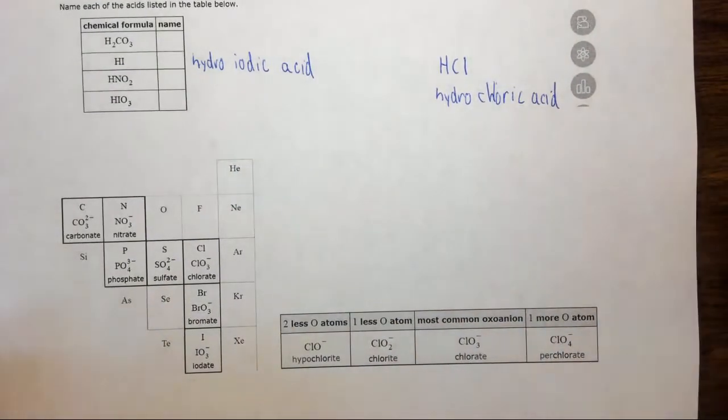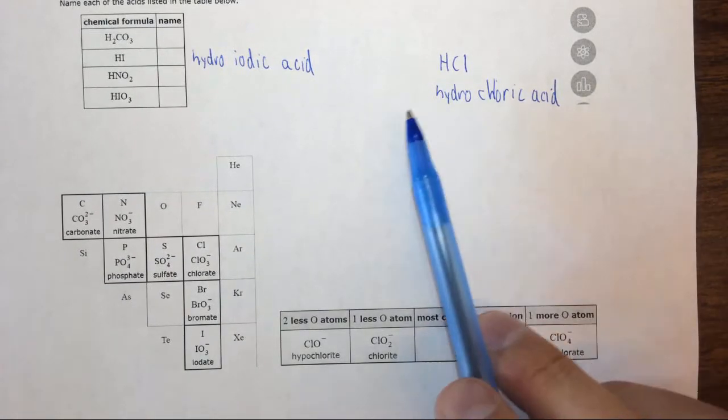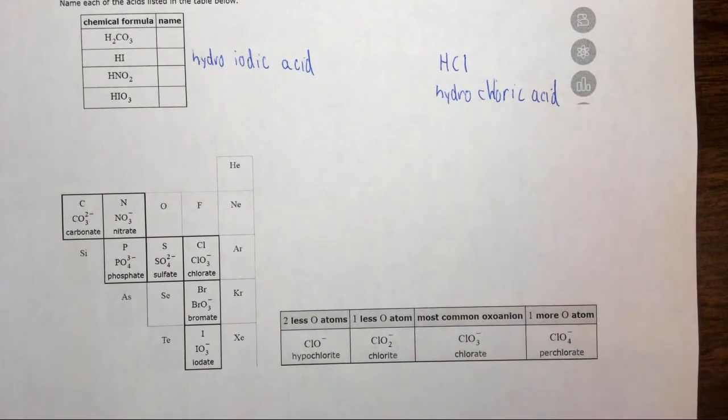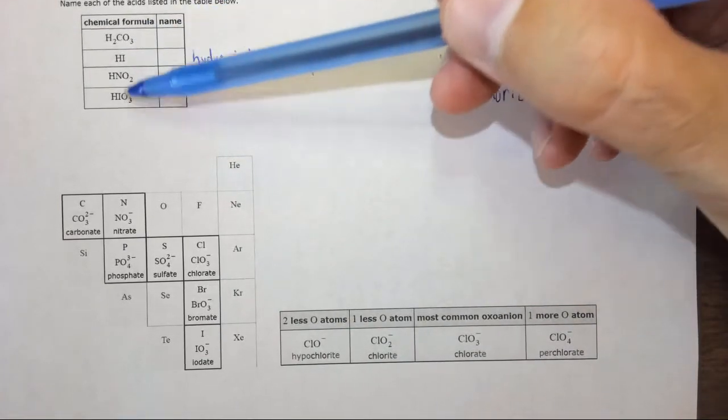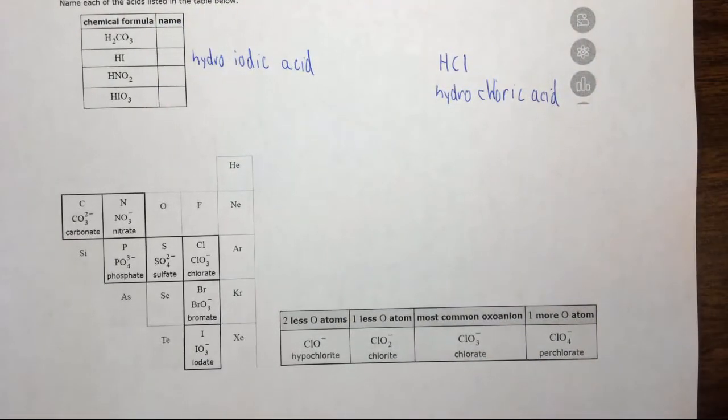There is an exception to this. The most common one is hydrocyanic acid, which is CN minus, a polyatomic ion. So sometimes we use hydro for polyatomic ions, but generally it's for monoatomic ions. So these are a couple of examples. When it comes to oxyanions, which are all the rest of the cases here, there are also some rules.